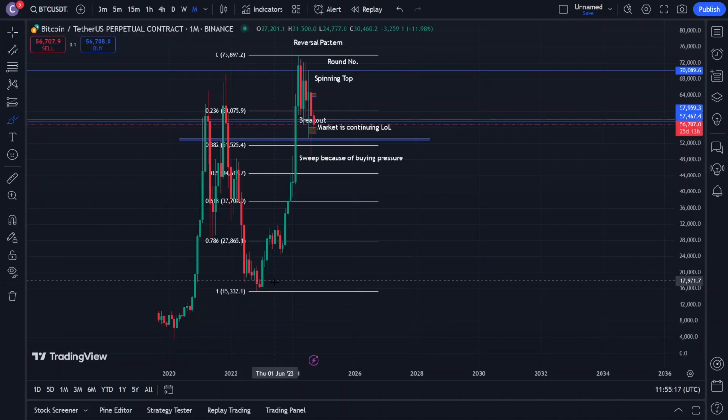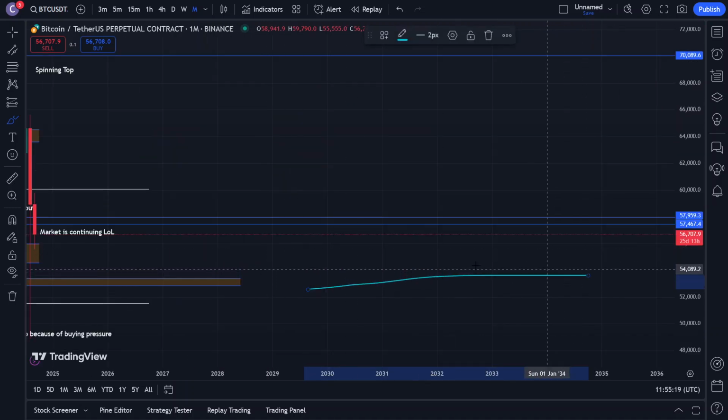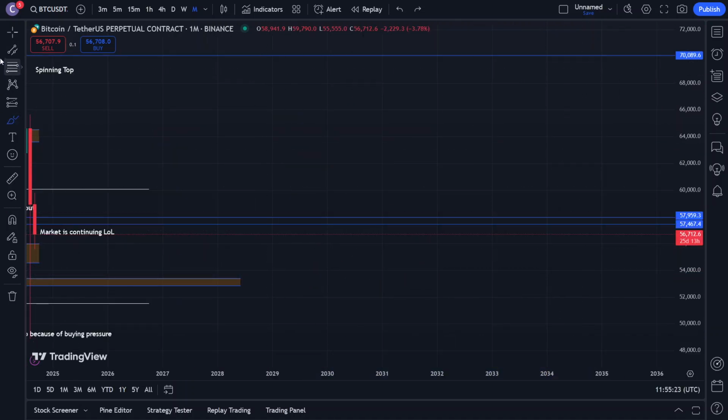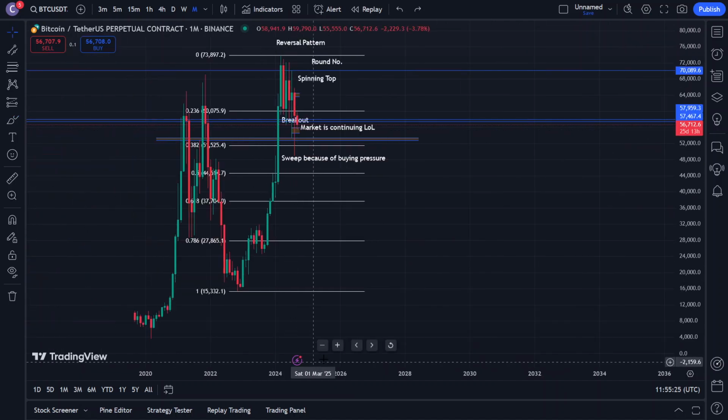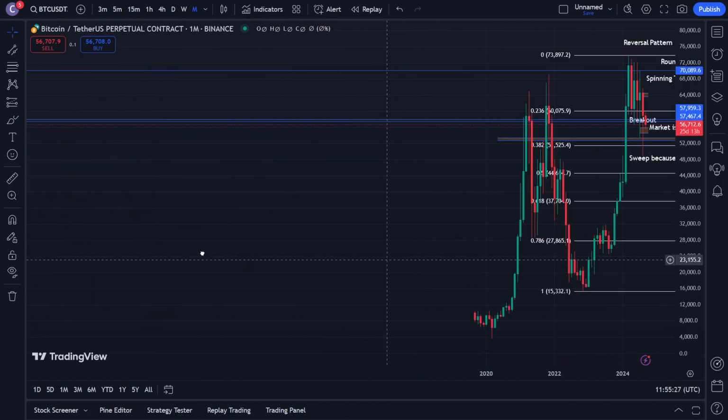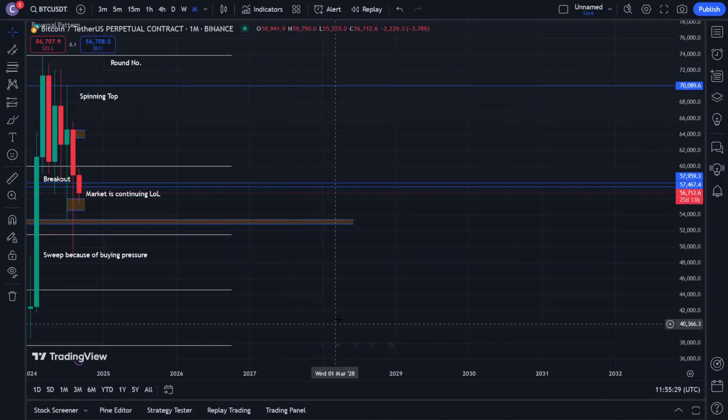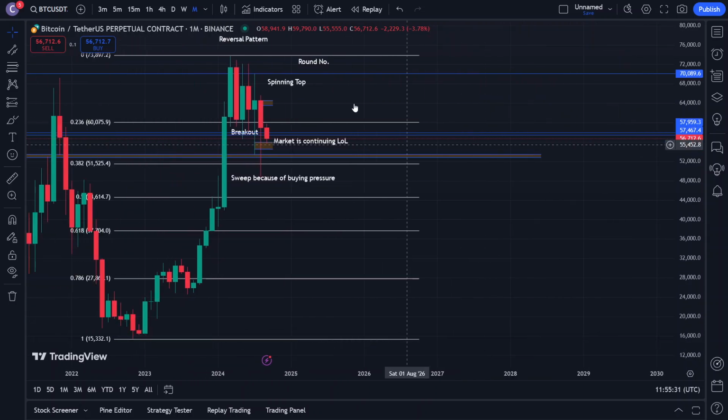If you go to a monthly time frame, okay, I'm in a monthly time frame right now. In the monthly time frame, I would like to show you one thing. Bitcoin is 100% bearish actually in the monthly time frame.